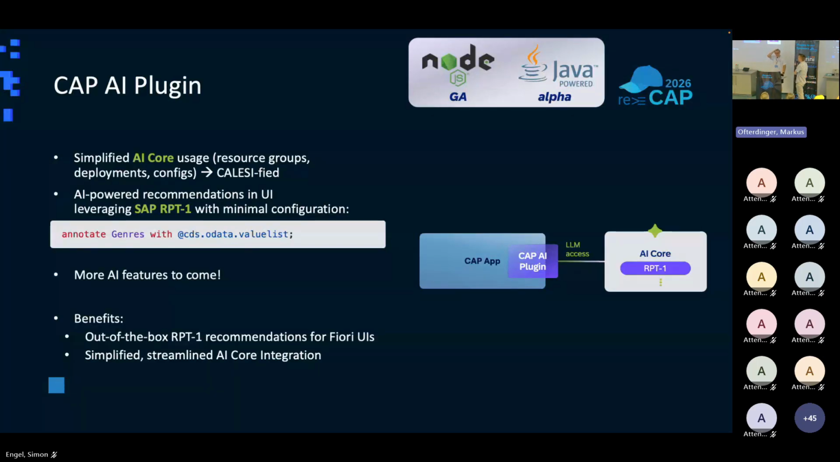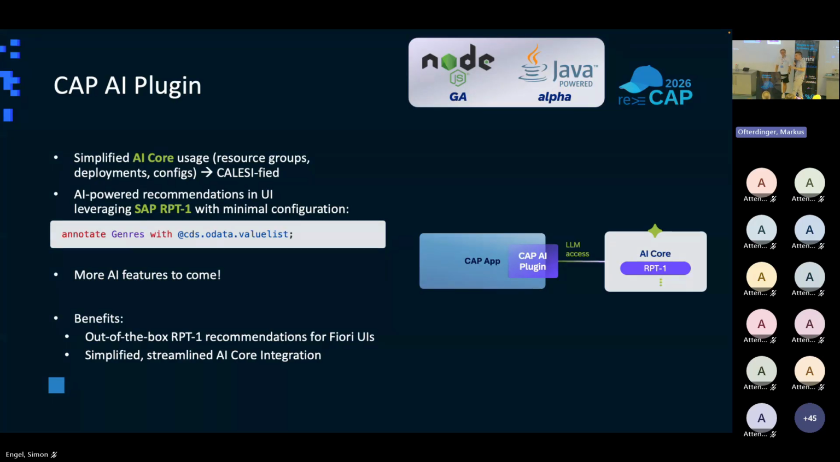So what Simon showed first is the brand new CAP AI plugin. We just released it recently, the Node version a couple of weeks, 1 or 2 months back, and the Java version was just released like 1 or 2 weeks ago. Behind the scenes, it simplifies and automates the AI Core integration, so creating resource groups, deployments, configs, and so on. Everybody who already did that once manually knows it's a lot of pain. So the plugin should help to really automate and simplify that setup, and all in a CAP-ified way.